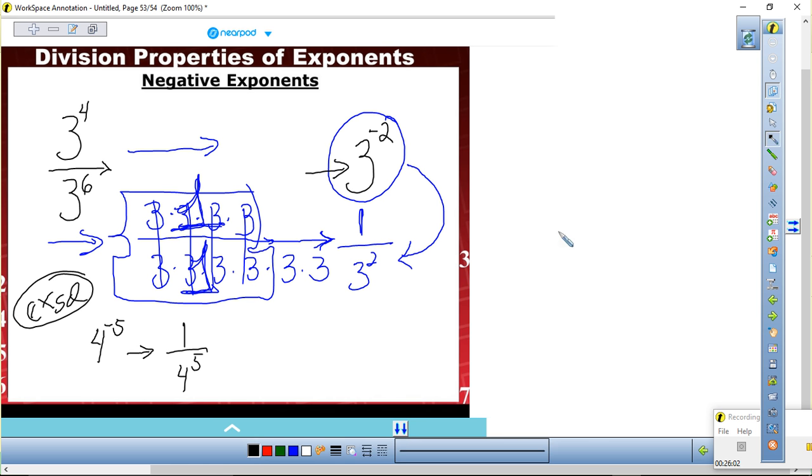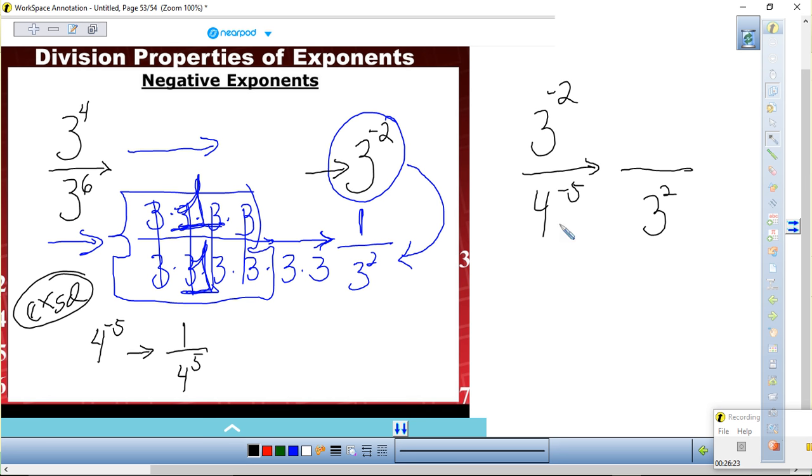So look up. What if I had this? 3 to the negative 2nd over 4 to the negative 5th. Okay? So therefore, we know this one goes down here, yes? But this one's already down here. Therefore, that goes where? It becomes 4 to the 5th. Are we there? Okay.